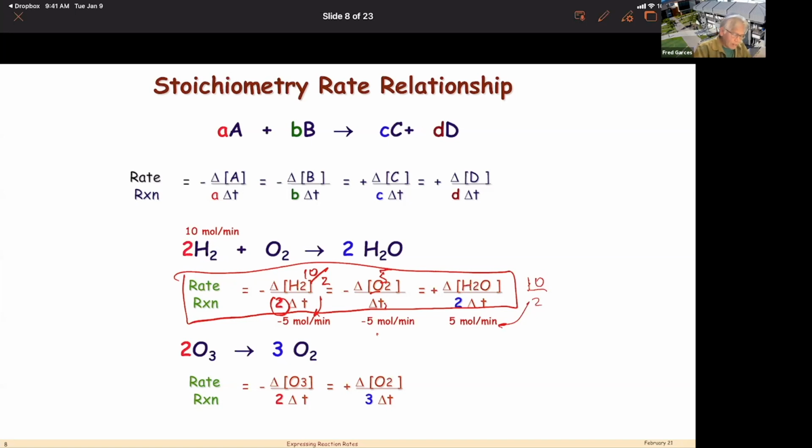That's why you put the coefficient in the denominator of these concentration changes so that they all equal 5 molarity per minute. You need to make it equal. That's the mathematical relationship.